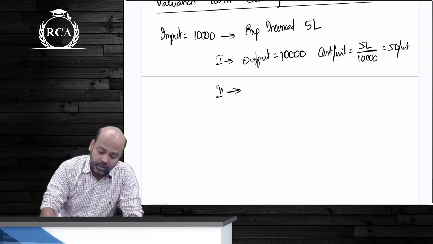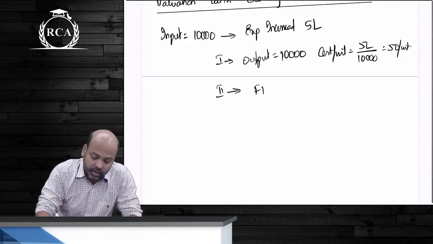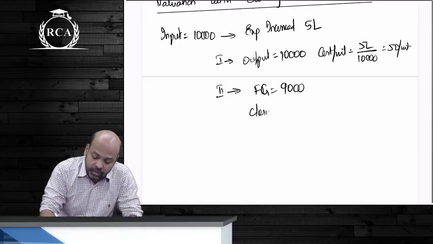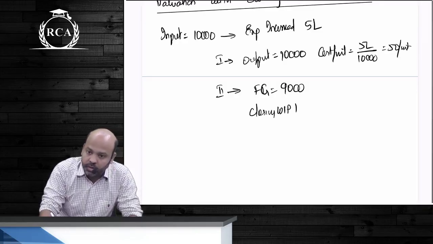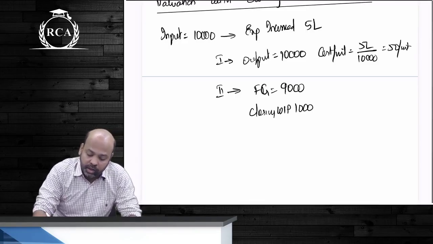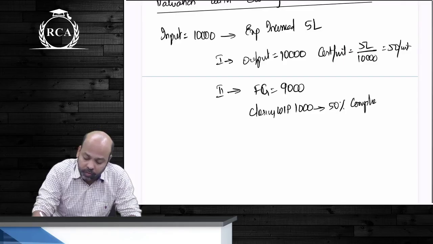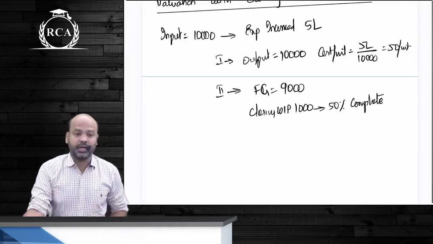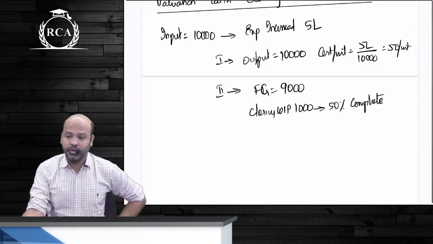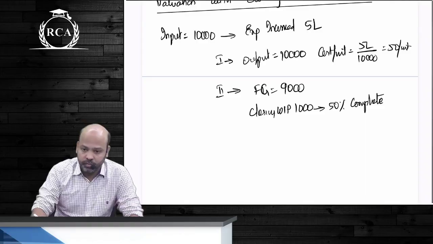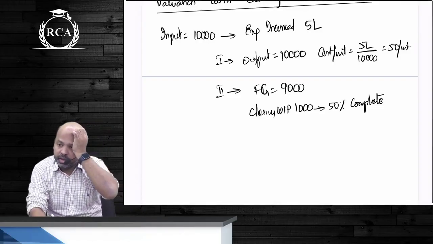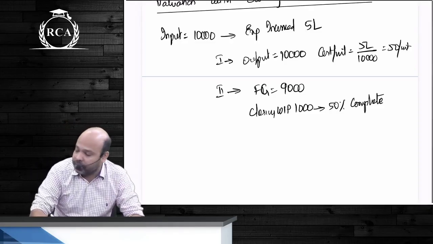What if your finished product, guys, is only 9,000 units, but you have a closing work in progress of 1,000 units? All right, and these 1,000 units as such, guys, are 50% complete. If these 1,000 units are 50% complete, guys, the equivalent number of units would be how much? This 1,000 units 50% complete will be regarded as 500 completed units for the purpose of valuation.